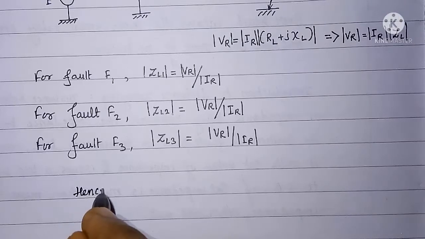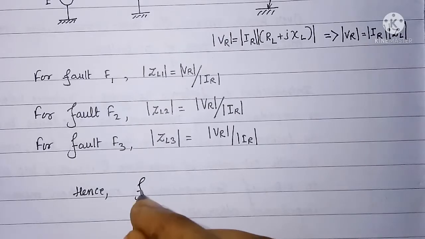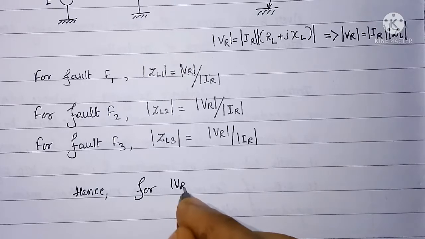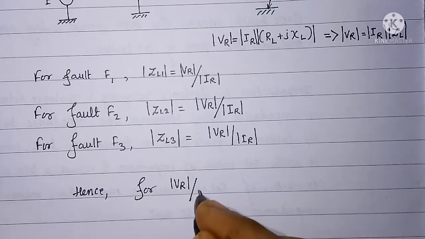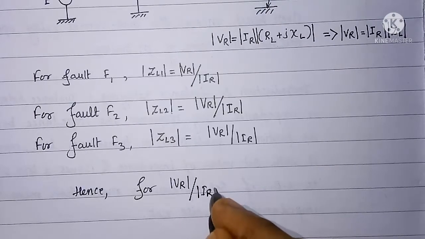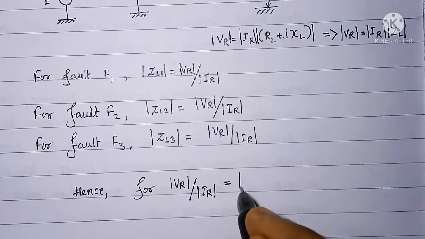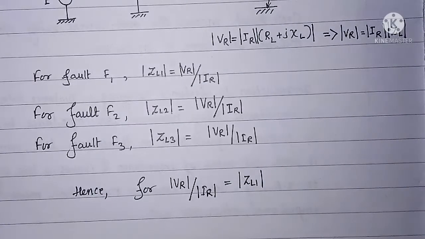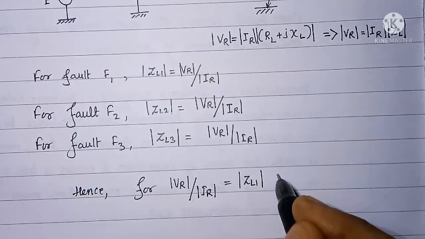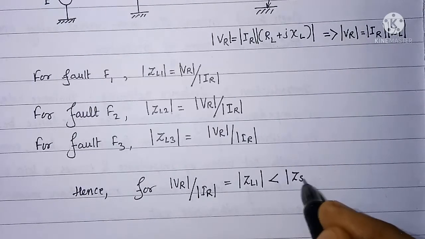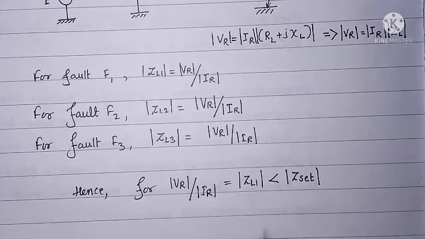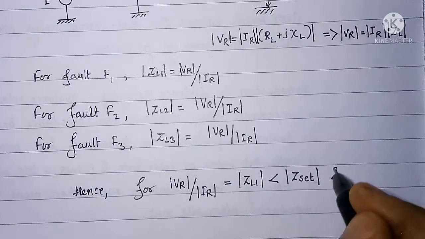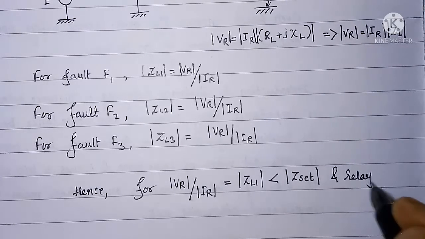Hence, for VR magnitude by IR magnitude equal to ZL1 magnitude, definitely we have Z set more than ZL1. And relay operates.